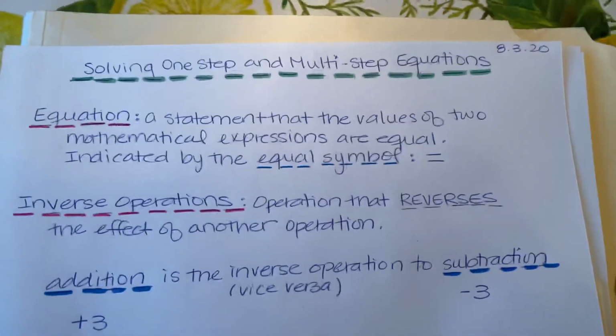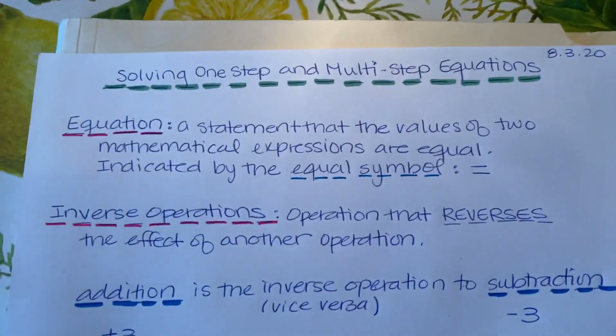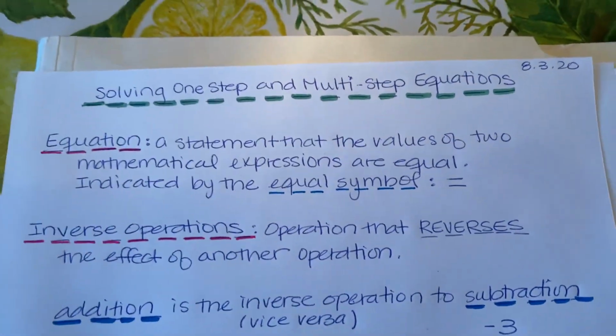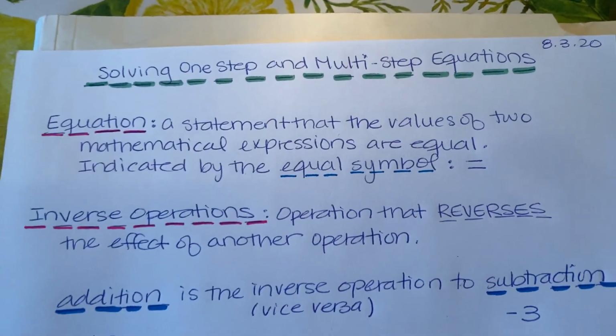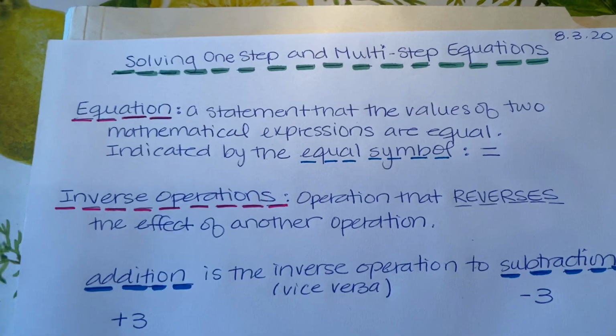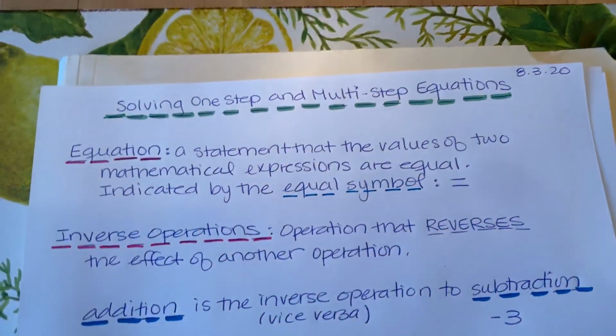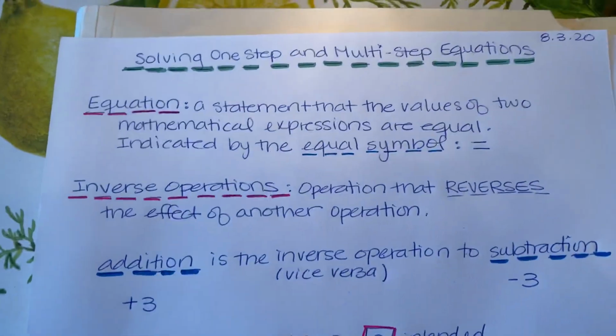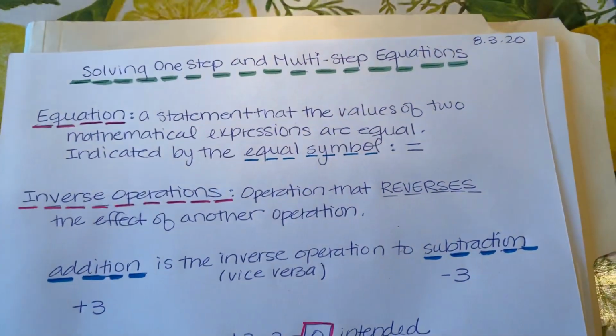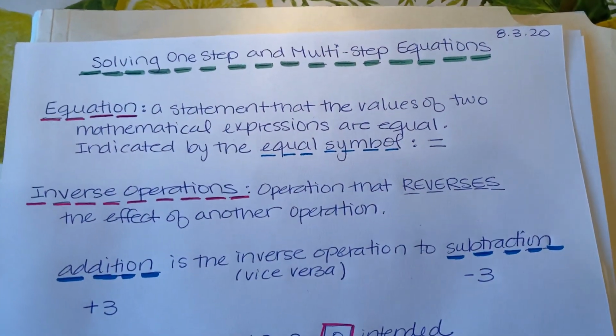What is an equation? It's a math statement, right? It's a mathematical sentence, a statement that the values of two mathematical expressions are equal, and they're indicated by that equal sign. This equal sign, which is a symbol, right? Okay. Inverse operations, it's an operation that reverses the effect of another operation.